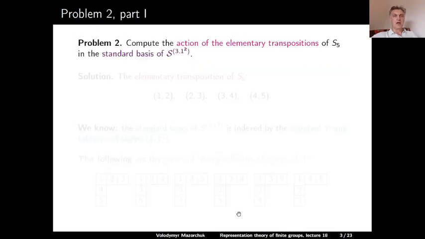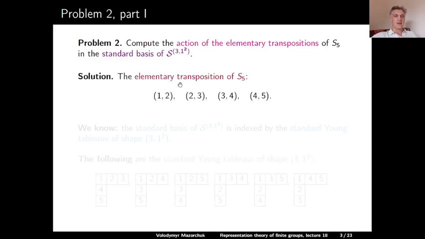Problem 2. Compute the action of the elementary transpositions of S5 in the standard basis of the Specht module S311. Solution. The elementary transpositions of S5 are the following 4 transpositions. We can swap 1 and 2, we can swap 2 and 3, we can swap 3 and 4, and we can swap 4 and 5.